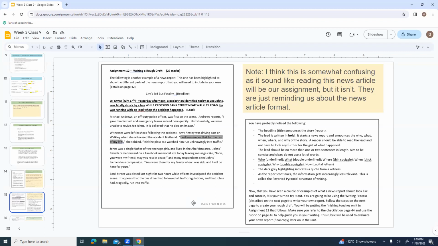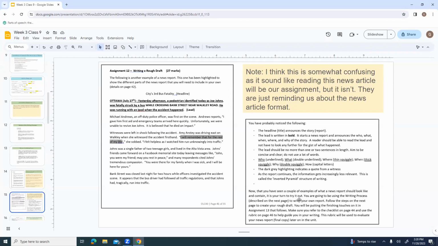Who is underlined? What is, again, they're doing this to kind of show you the information. I don't like how they did this, sorry. Who is underlined? Who is the pedestrian or Michael Andrews? No, not Michael Andrews, I apologize. Joe Johns. What happened? He was fatally struck by a bus. Where? Crossing Bank Street. Why? He ran into the traffic. How? He ran into traffic and the car ran into him.